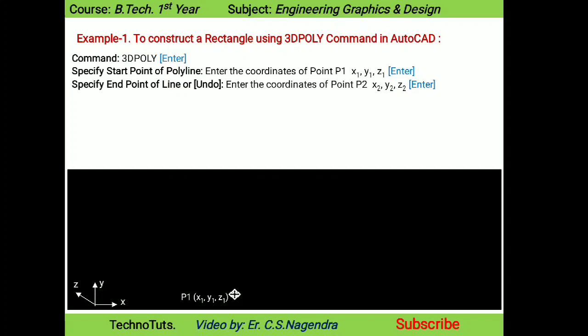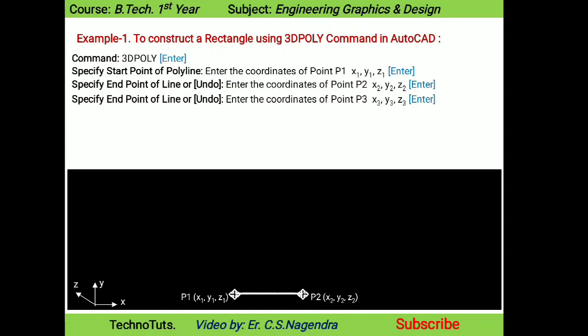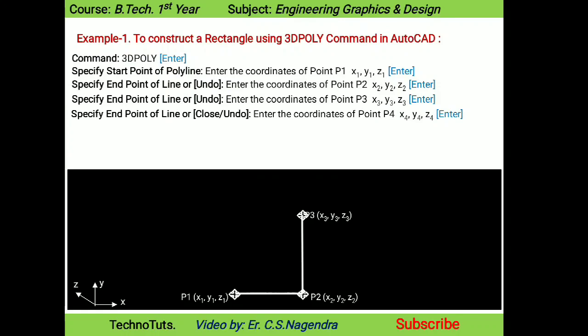Now the computer will ask you to specify endpoint of the line or undo. So just type the coordinates of point number P2 having coordinates x2, y2, z2 and press enter key. You will see point P2 will be visible on the viewport, thus constructing a line from P1 to P2. Okay students, now the computer will ask you to specify endpoint of line or undo. So type the coordinates of point number P3, say x3, y3, z3 and press enter key. You will see point P3 will be visible on the screen, constructing a line from P2 to P3.